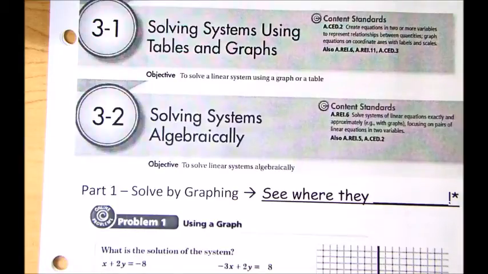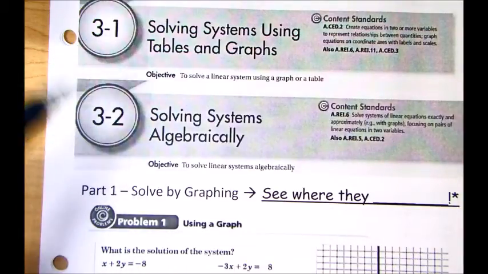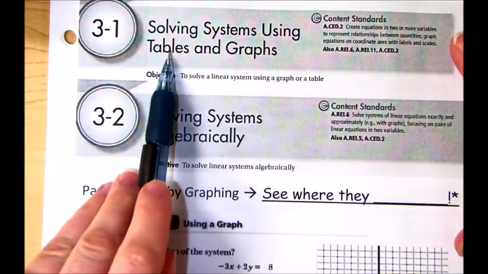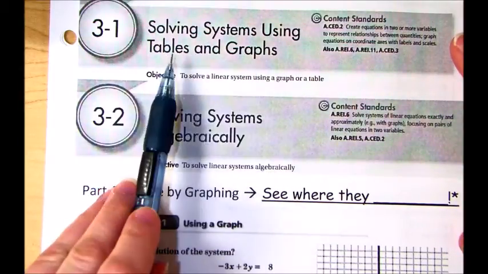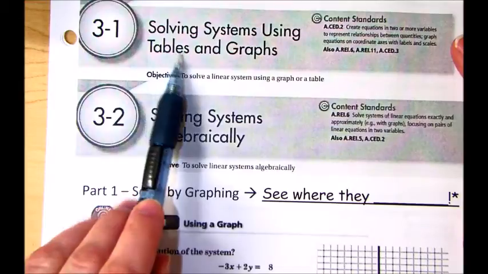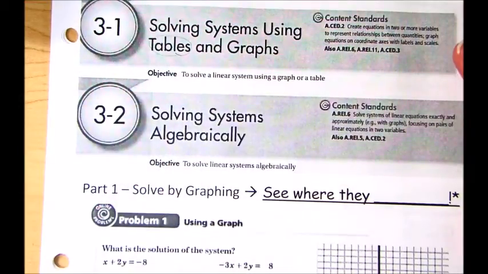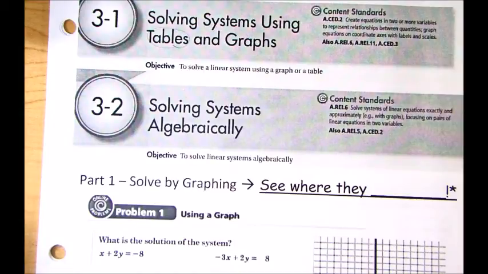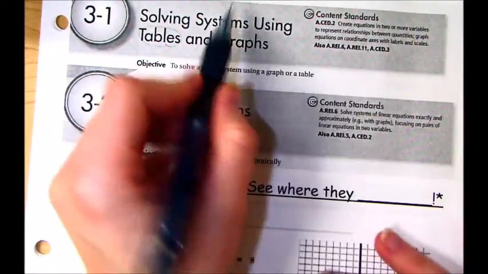As we move into chapter 3, it's all about solving two equations at once, or maybe three equations at once. We're going to combine 3-1 and 3-2. 3-1 uses tables and graphs. If anybody's interested to know how a table can help you solve, I'm more than happy to do that. You just get X and Y values until they're the same. But really, we're just going to focus on graphing.